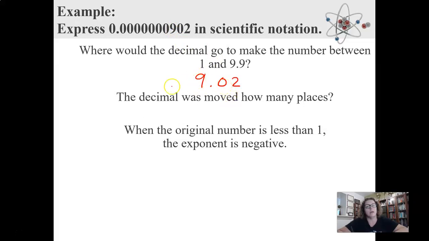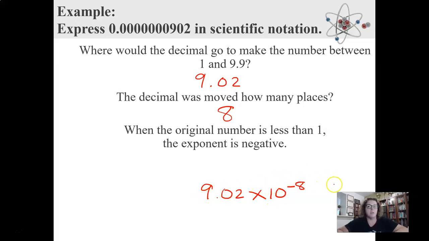9.02. Okay, and then how many places did I actually move it? Well, every time you move it, it's a factor of 10. So let me count one more time: 1, 2, 3, 4, 5, 6, 7, 8. And I moved it 8 times. Okay. So when the number is less than 1, the exponent is negative, okay? So when I write this in scientific notation, it is 9.02 times 10 to the negative 8, okay?